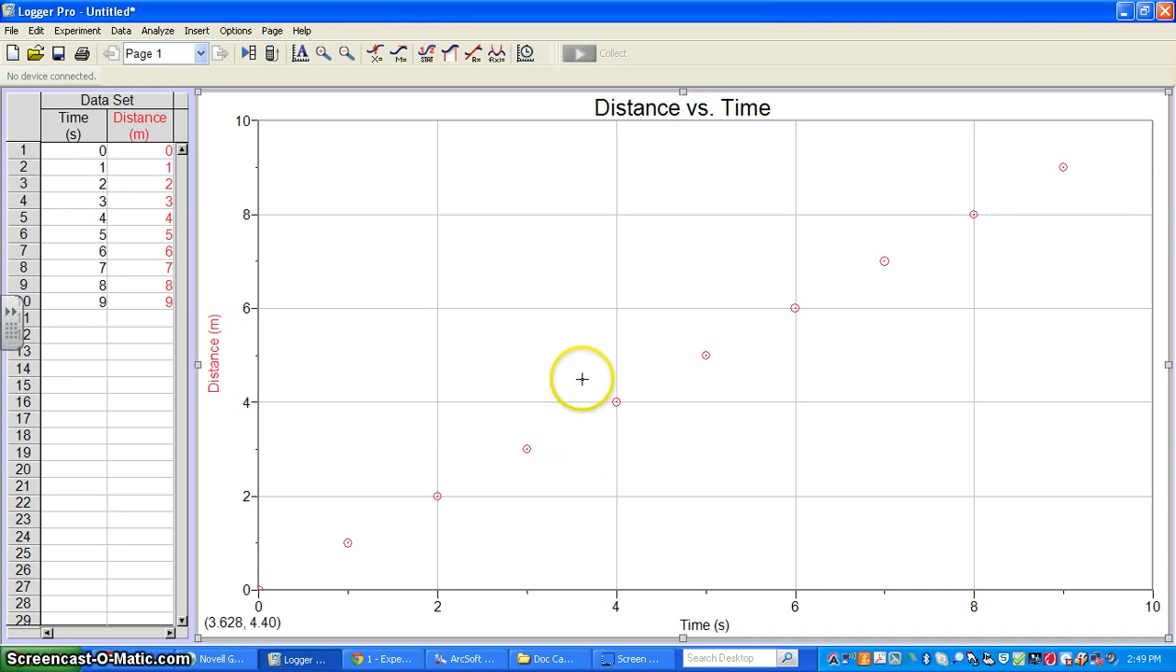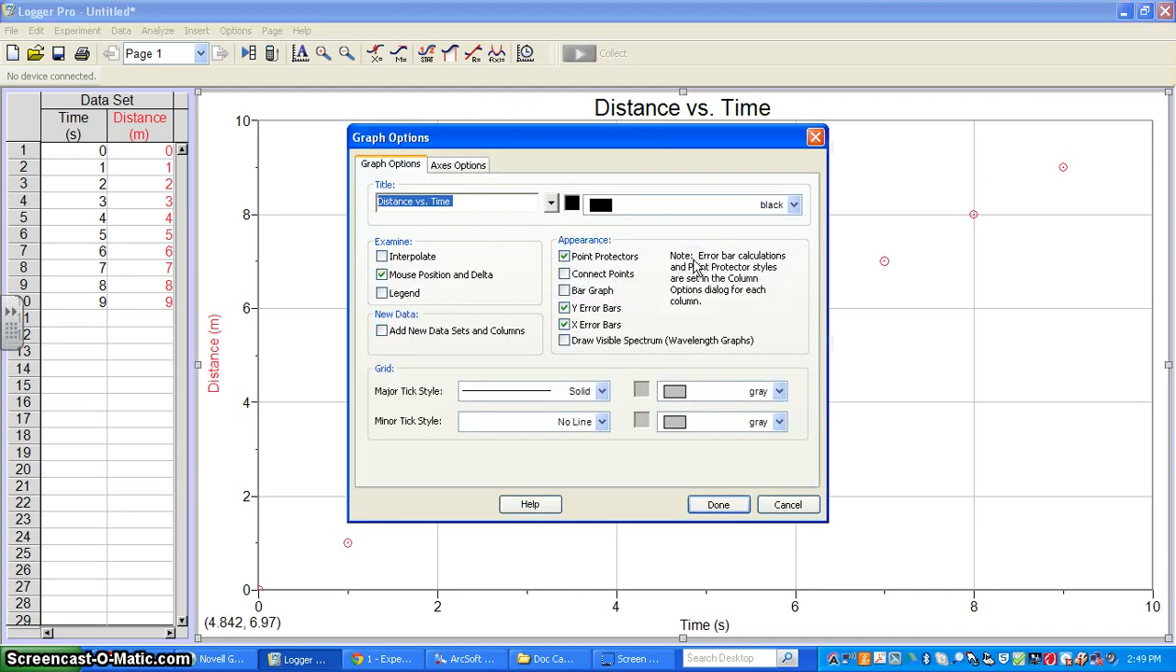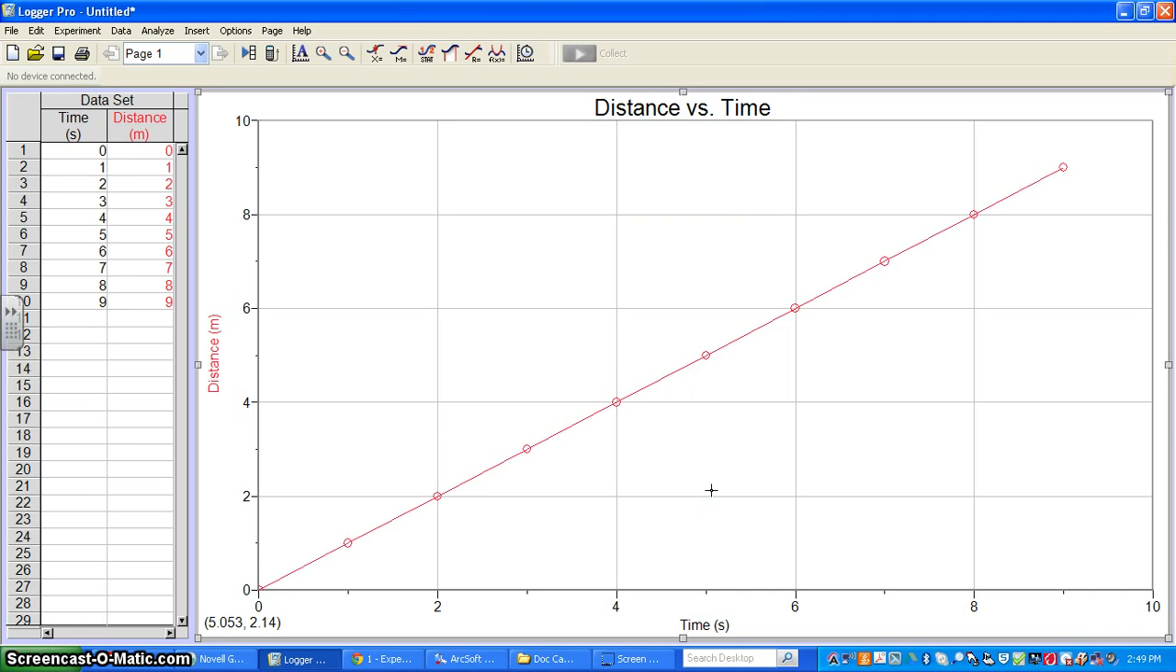Now right off the bat, if you get data that looks similar to what I have on the screen right now, meaning it basically already looks like a straight line. If I double click on my graph and I put connect points and those points look like they're a straight line, then we can basically say this is already linear. If something is already linear, you're done. You don't have to do much of anything else.